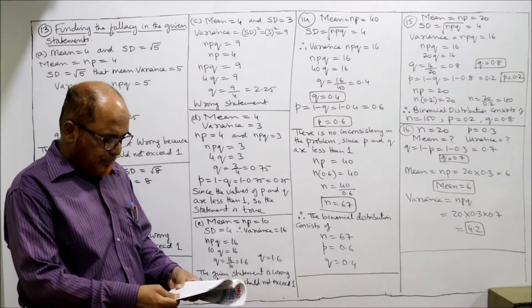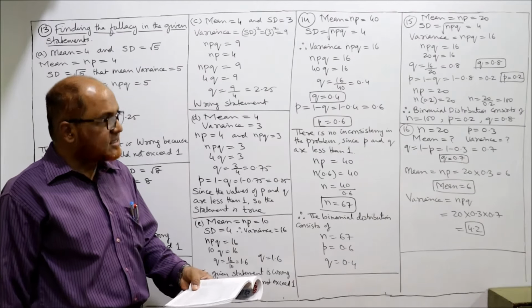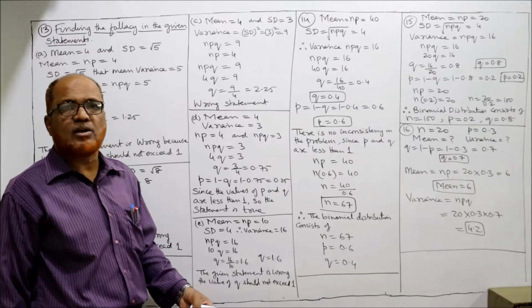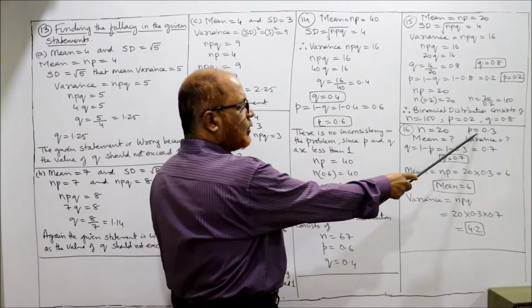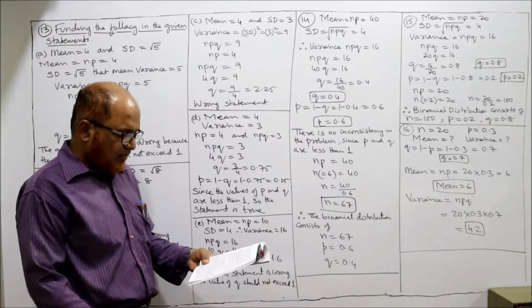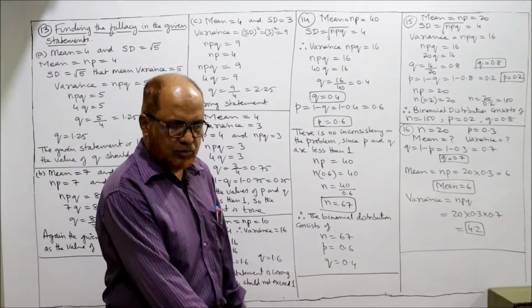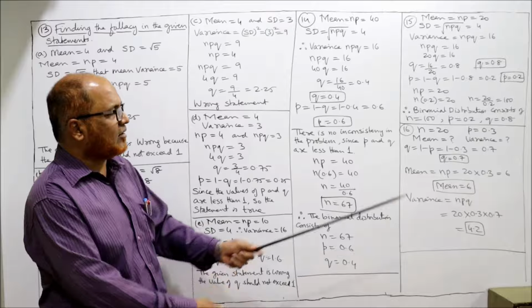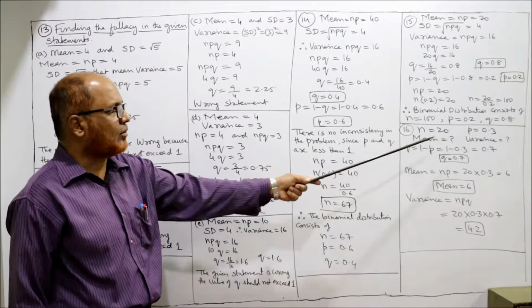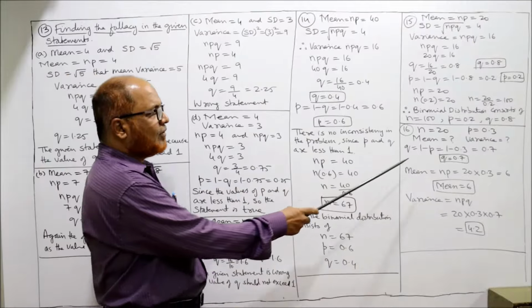Now 16th one. A binomial distribution has N is equal to 20 and P is equal to 0.3. N is equal to 20, P is equal to 0.3. Find the mean and variance of this distribution. You have to calculate the mean and variance. Here mean and variance you have to find out. So Q is equal to 1 minus P.